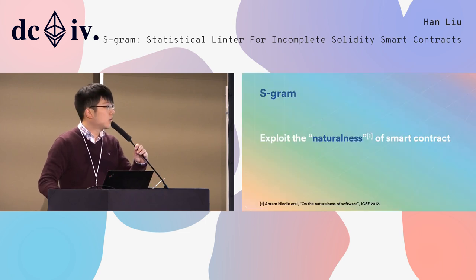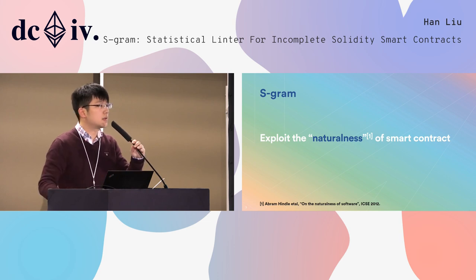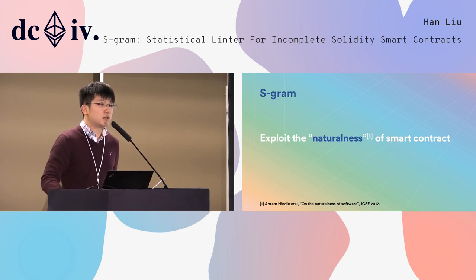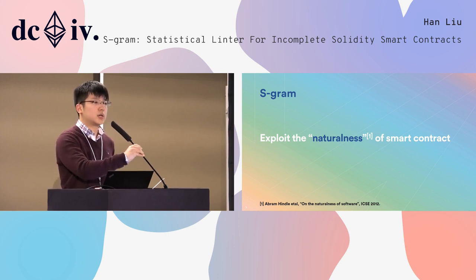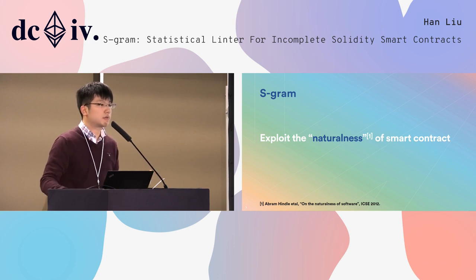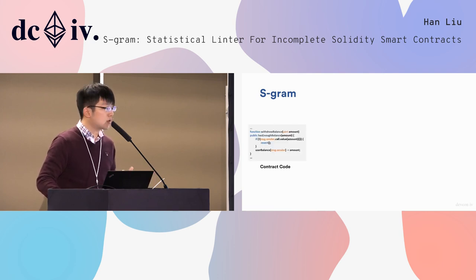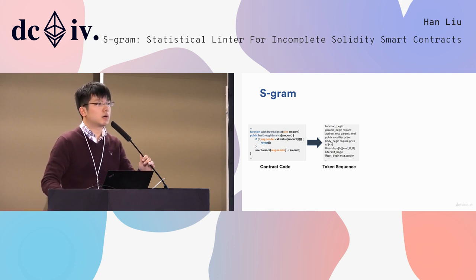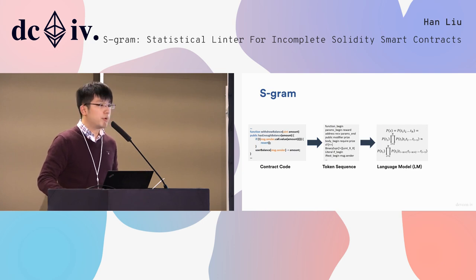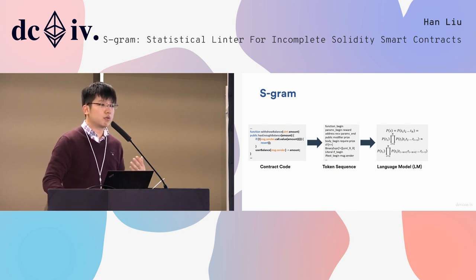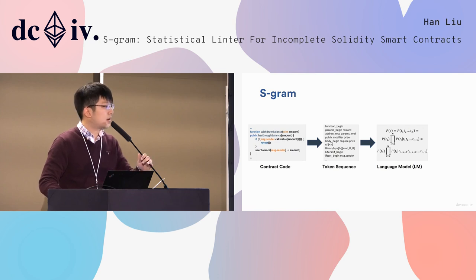To realize this idea, we have proposed the AssignExpr framework, which exploits the naturalness of smart contract code. The naturalness notion comes from the software engineering community, and tells you how natural or how irregular your code is with respect to a large collection of other code. Given the contract code, we use a parser to parse it into a token sequence. Based on this token sequence, we build a statistical language model which captures the regularity of all the tokens. The language model can answer whether a token sequence is likely to occur in a specific context. Then we can identify irregular code in the smart contract and flag potential problems.